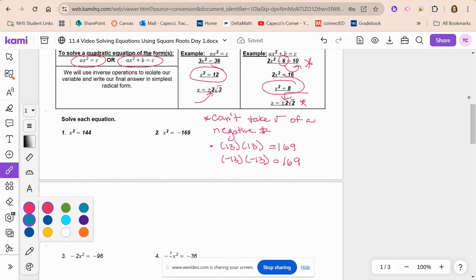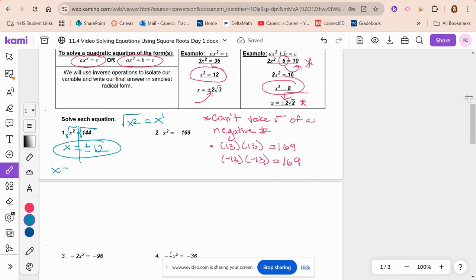Okay, let's take a look at some problems. So here we go. Here's our wall. Once that x squared or y squared, whatever the variable is, is by itself, I'm going to take the square root of both sides. Because when I take the square root of x squared, that gives me x to the first. So it gives me x equals. Now here's the important part that it's very easy to forget. You need that plus or minus in front. Square root of 144 is 12.